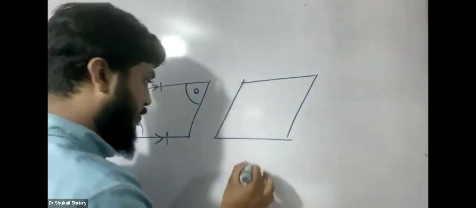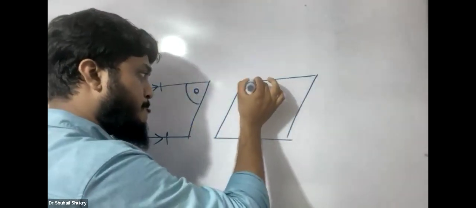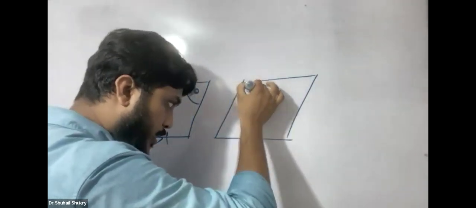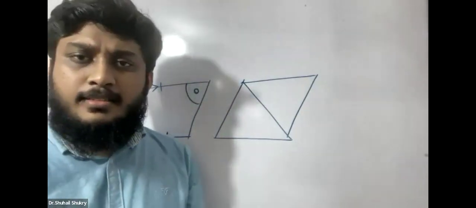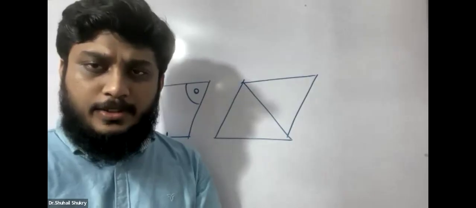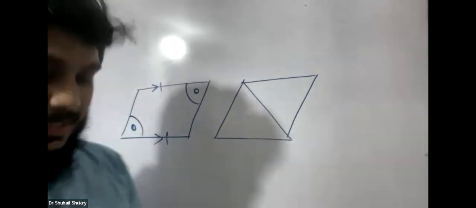Carefully observe. Number 3, if you draw a line from this corner to this corner, what do we call this line? Very good. Diagonal. We call this line a diagonal.